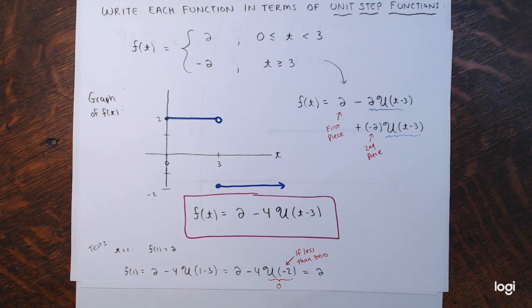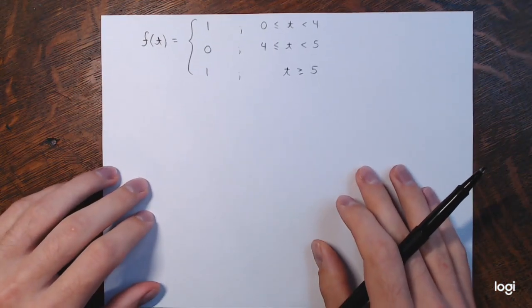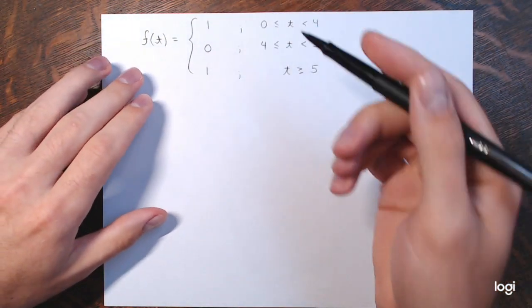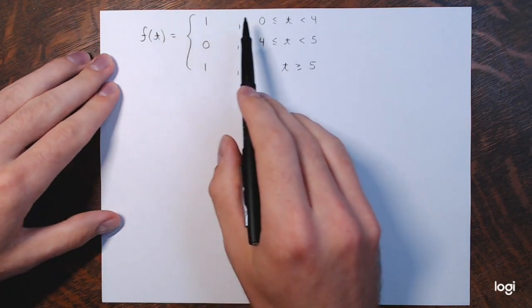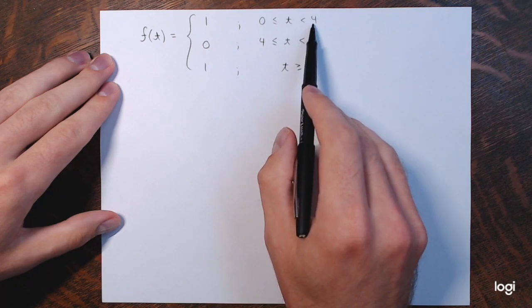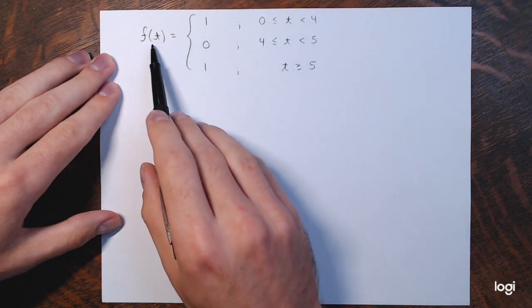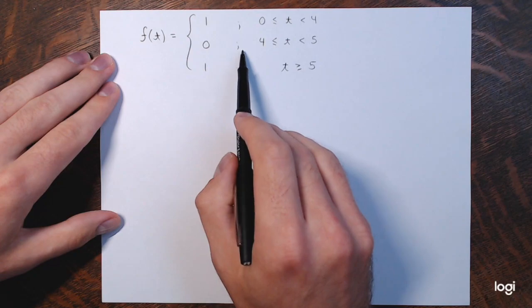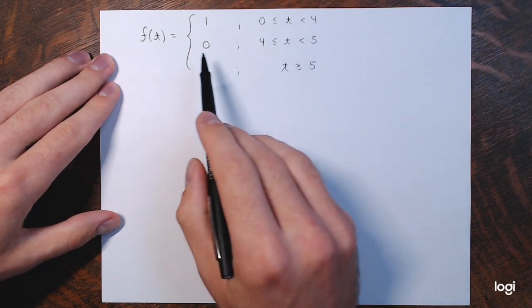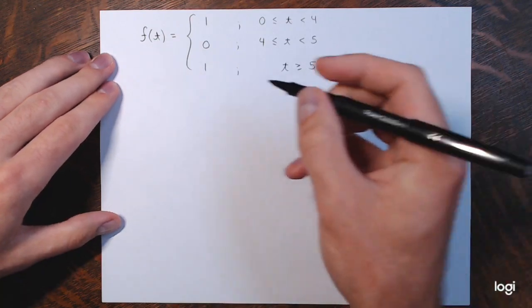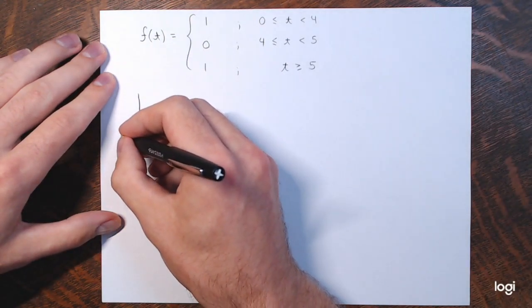So for example, on my next example, I have a 3-piece piecewise defined function. So far I'm starting off with some examples that are pretty simple with constants. So here this function is equal to 1 from t equals 0 to 4, not including 4. This function is equal to 0 for values of t from 4 to 5, not including 5. And the value of this function is 1 for values greater than or equal to 5.